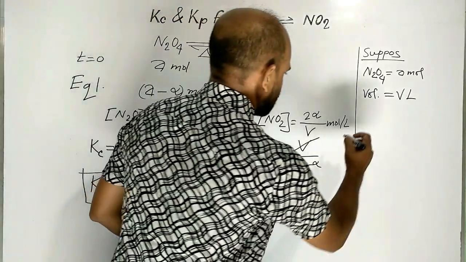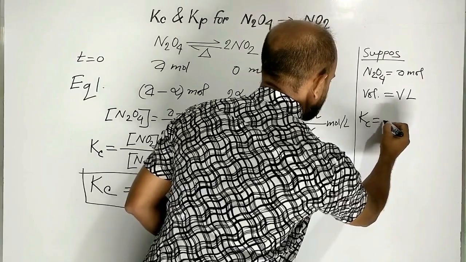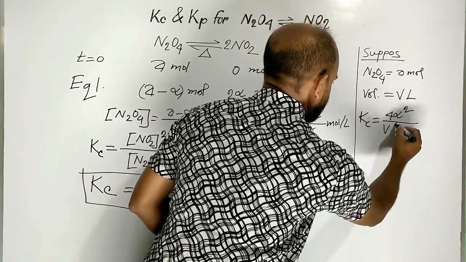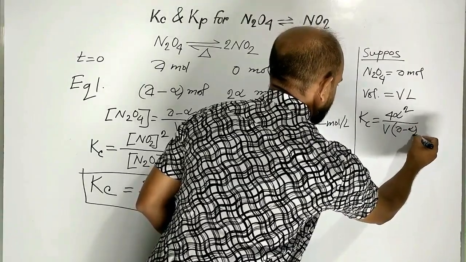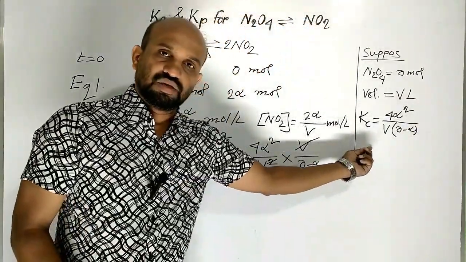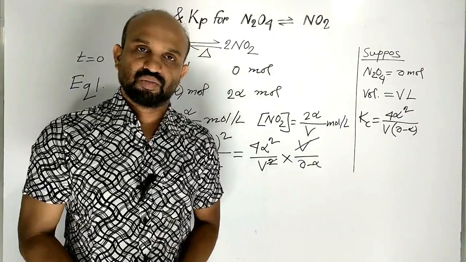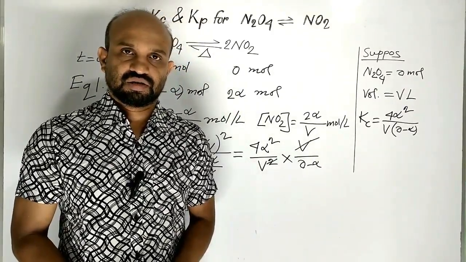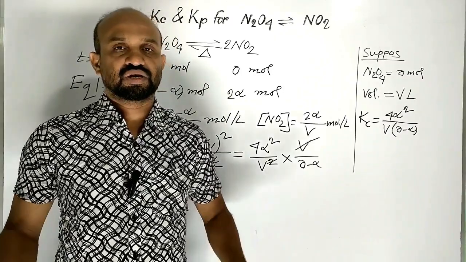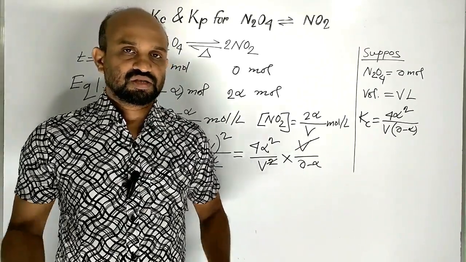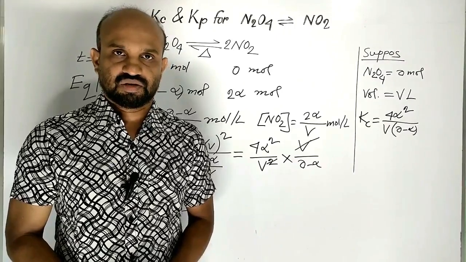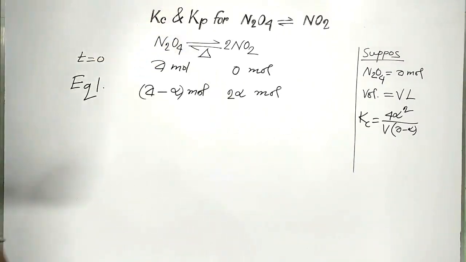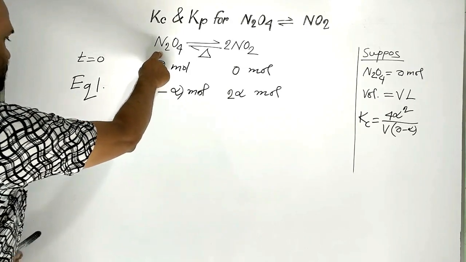Kc is equal to, we got, 4 alpha square divided by V of A minus alpha. Kc is dependent on the volume of the reaction system. From this equation, we can say that Kc increases with the decrease of the volume. This is the significance of Kc for the reaction. Now let us move on to Kp. Now let us see what Kp is for this reaction.